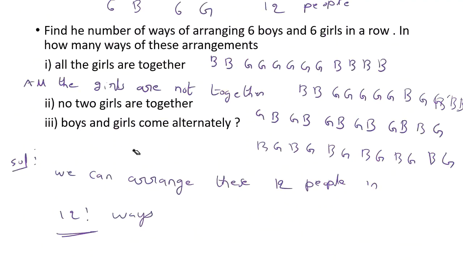The last one is: boys and girls sit alternatively. Boys and girls sit alternatively means we can arrange boys in even positions and girls in odd positions.